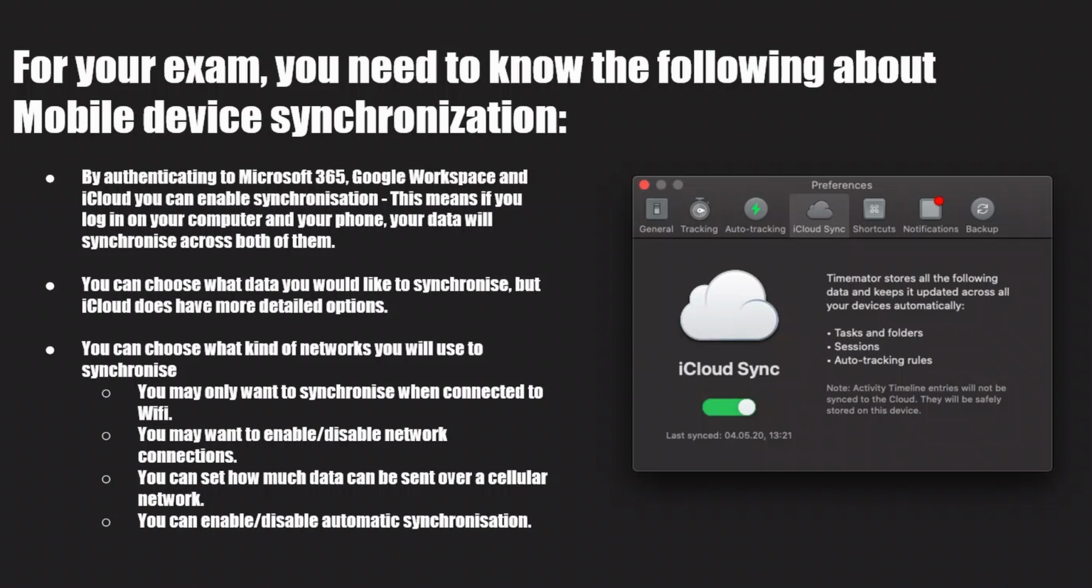So by authenticating to Microsoft 365, to Google Workspace, and to iCloud, you can enable synchronization. This means if you log into your computer and your phone, your data will synchronize across both of them. You can choose what data you would like to synchronize, but iCloud does have more detailed options. And finally, you can choose what kind of networks you will use to synchronize. You might only want to synchronize when you're connected to Wi-Fi. You might want to enable or disable network connections. You can set how much data can be sent over a cellular network, and you can enable and disable automatic synchronization.